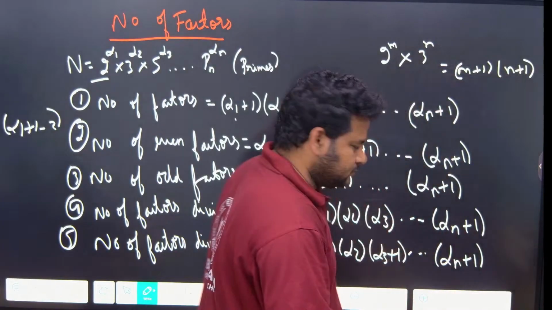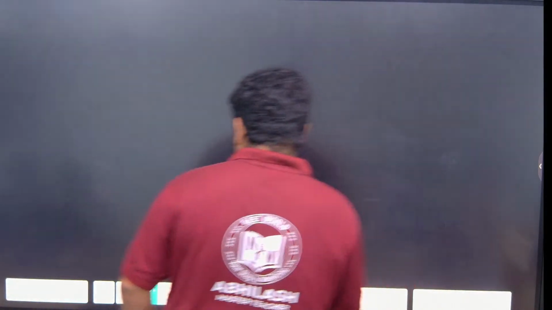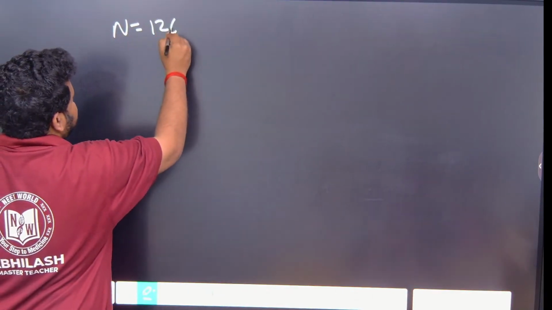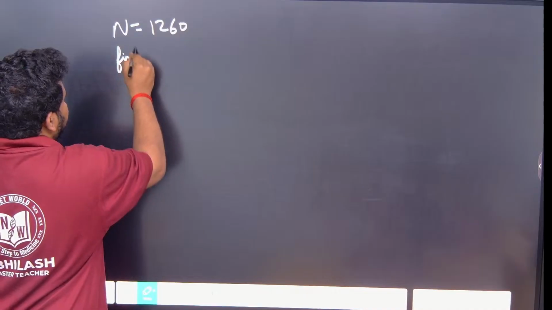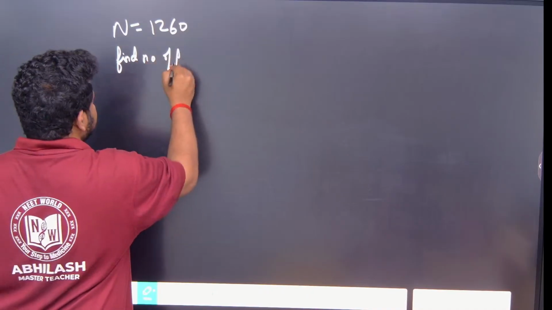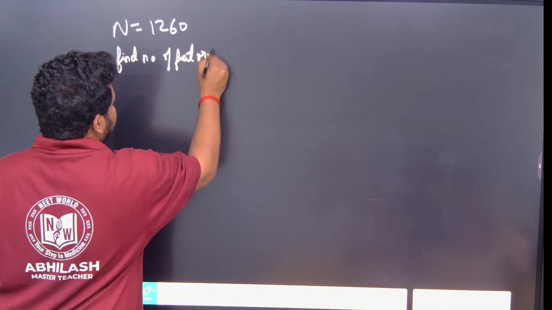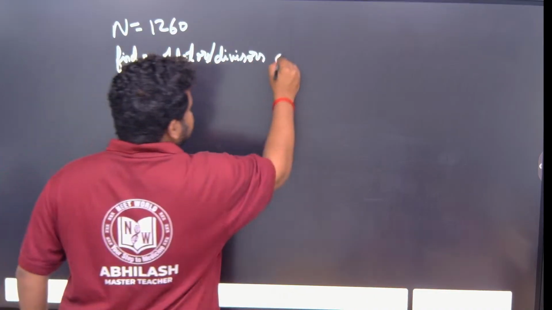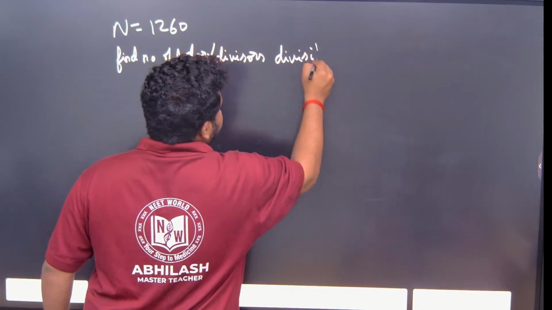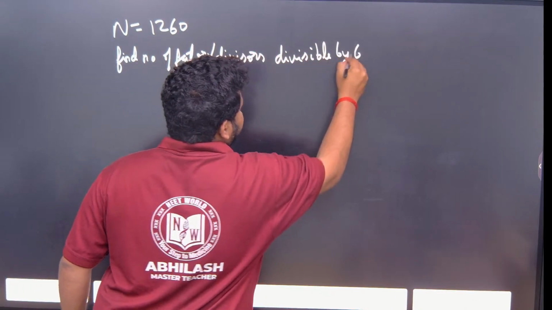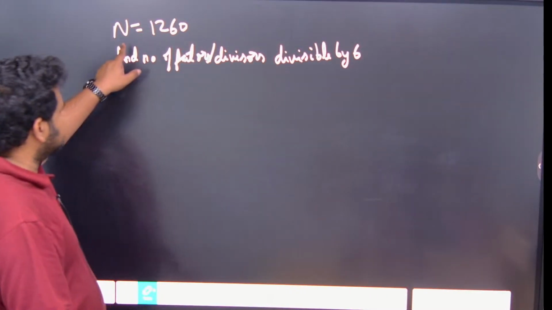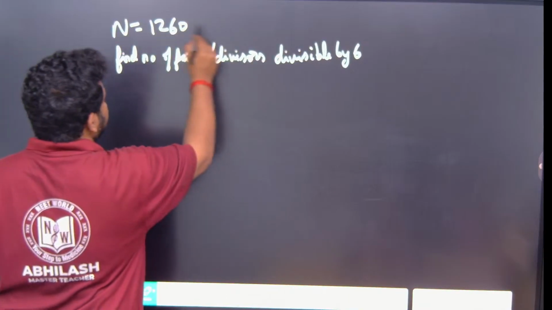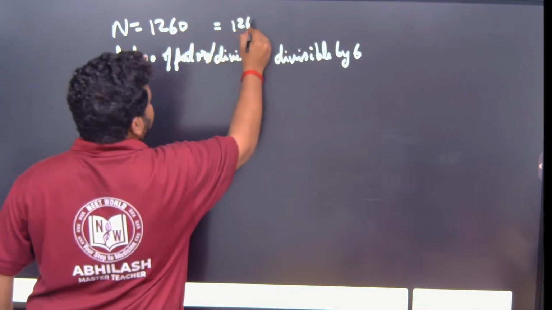Written all of you? If you have written, please do tell. Now let us take an example. Let n be equal to 1260. Find the number of factors, or divisors, it is one and the same, the number of factors divisible by 6. So first, what should I express? This n I should express as a product of primes. So n is equal to 1260, first I'll write it like this: 1260 into 10.